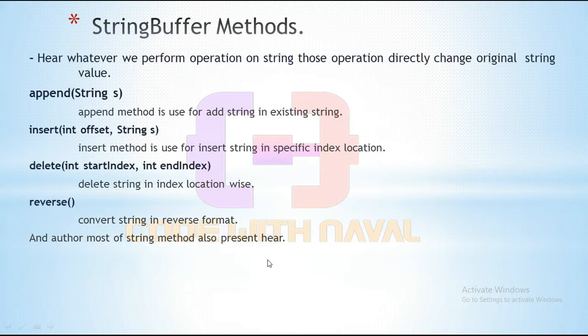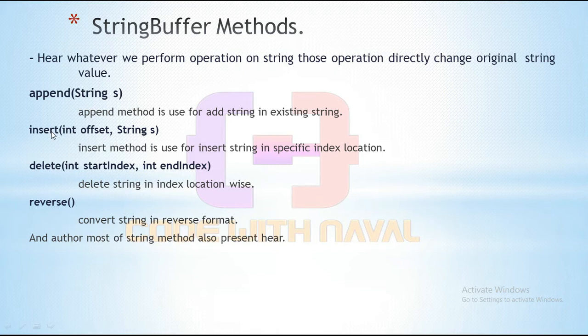Here you can see a few common methods we use inside StringBuffer. We use these methods frequently. There are a few more methods, but we will not discuss every method, only a few common ones. Whatever operation we perform on a StringBuffer directly changes the original string value. If we append any value, you can see this append method. The append method is used to add a string to an existing string. If we already have one string and we append a few more characters, those are directly appended to the original string.